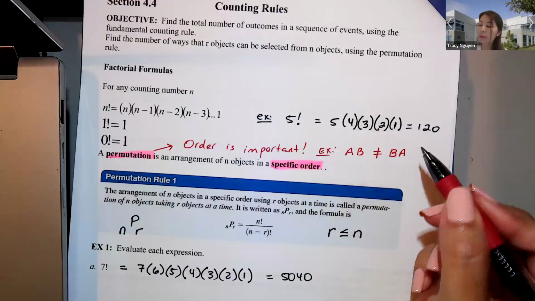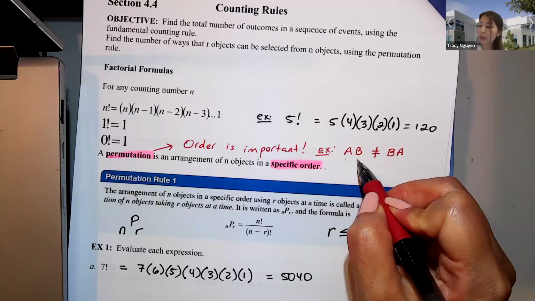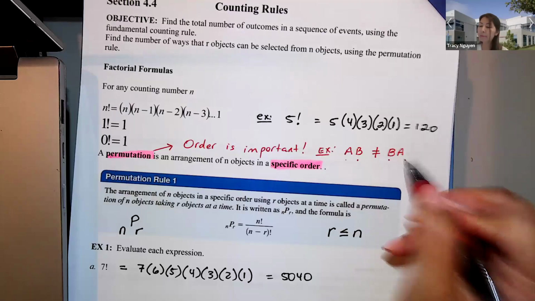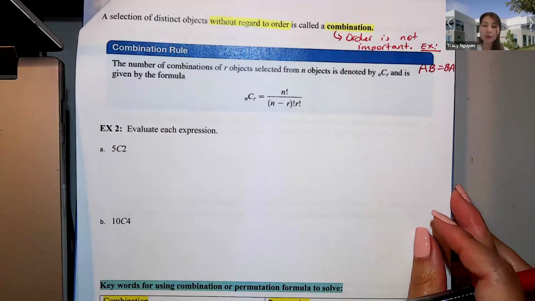For example, Mr. A won the first place, Mr. B won the second place. Here, Mr. B won the first place and Mr. A won the second place. All right. So we have our combination rule.